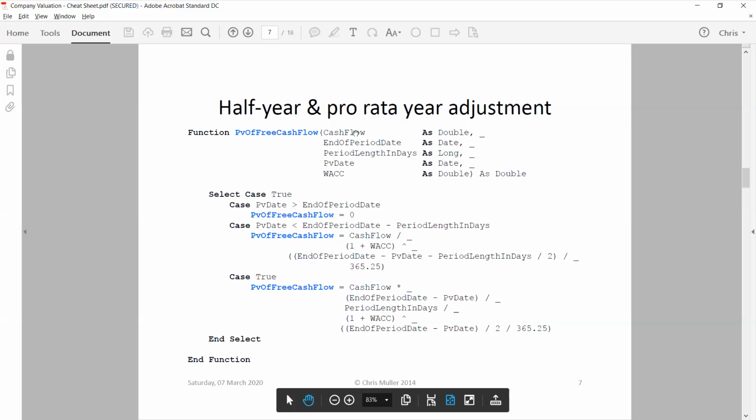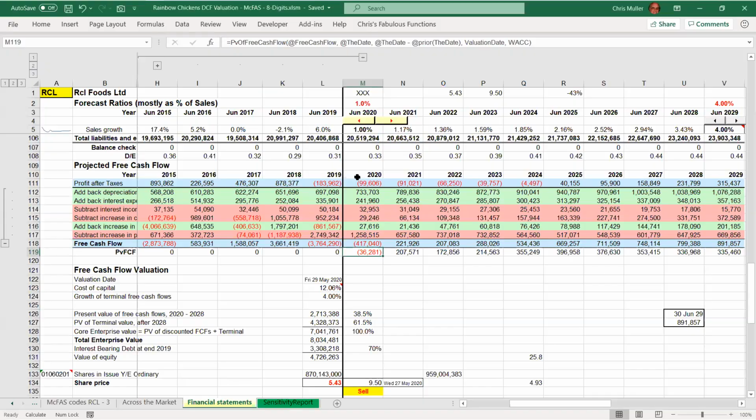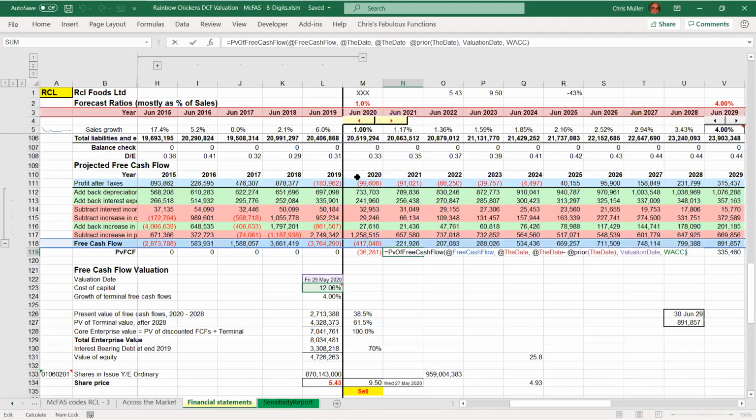It takes the cash flow, the date for that cash flow, the length of the period, like 365. The fourth parameter is the date that you want to discount back to. And the fifth one is your discount rate, your WACC. So it's as easy as this. Let me put my cursor there and press F2. And here's your function, PV of free cash flow.